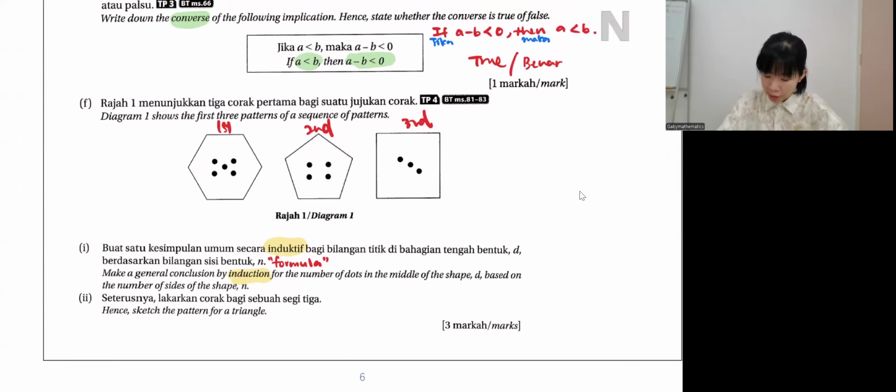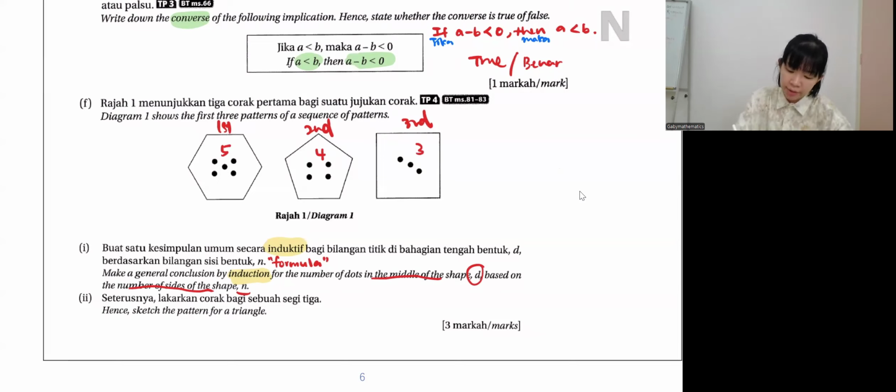Now okay, so now we need to form a formula. Induction. Okay, this formula is what? For the dots in the middle of the shape, D. So you need to form a formula D based on the number of sides N. Okay, so the number of dots, see the dots. So dots is 5 dots, 4, 3. So the dots is getting lesser and lesser.